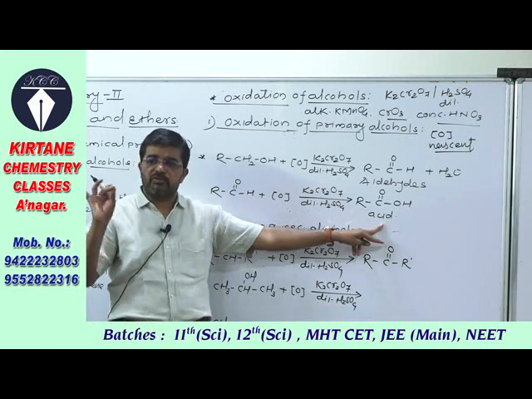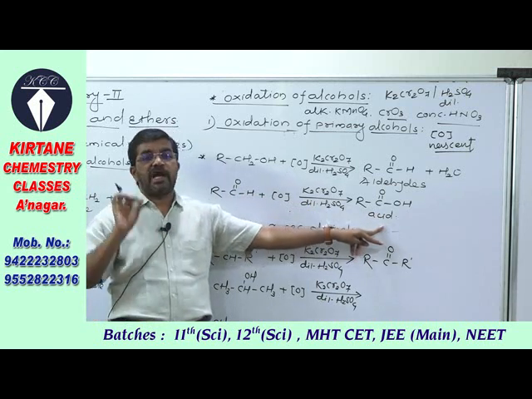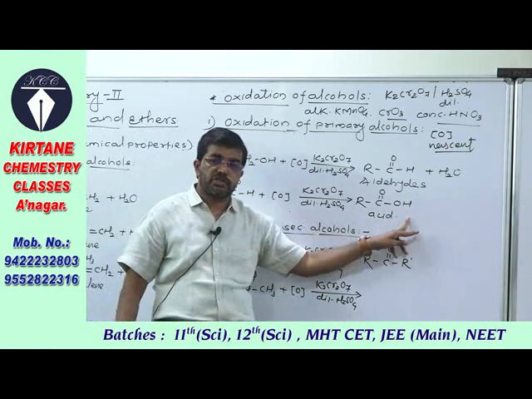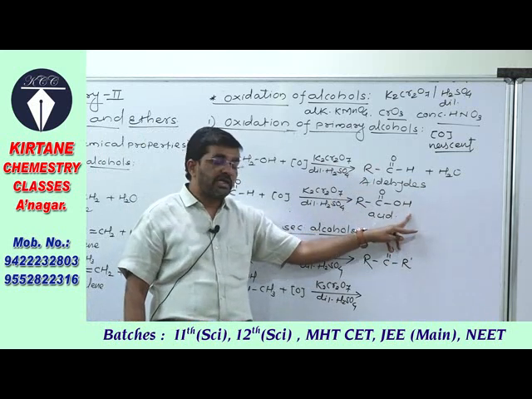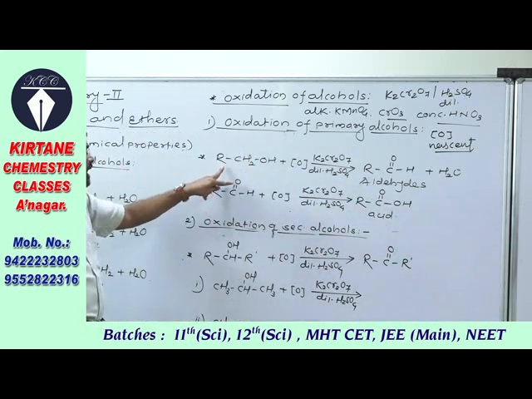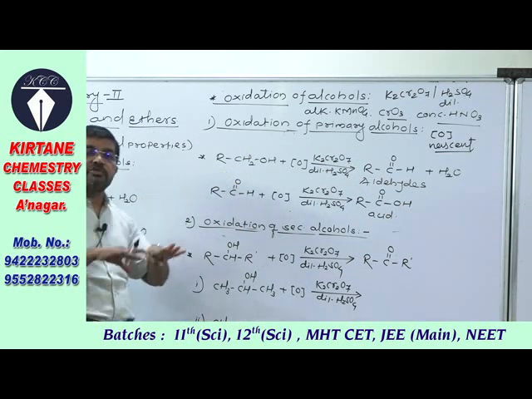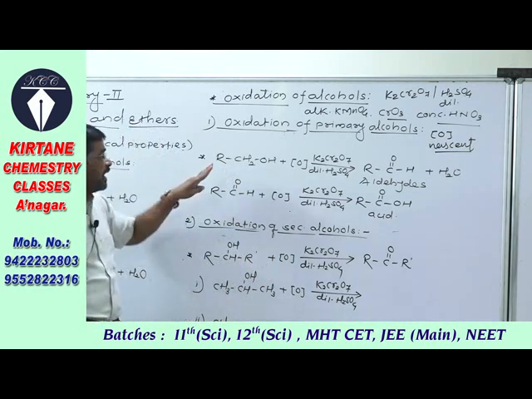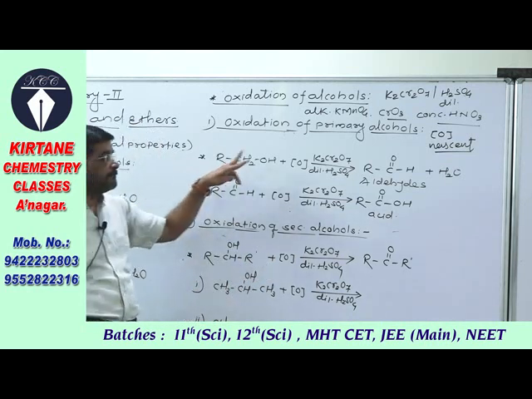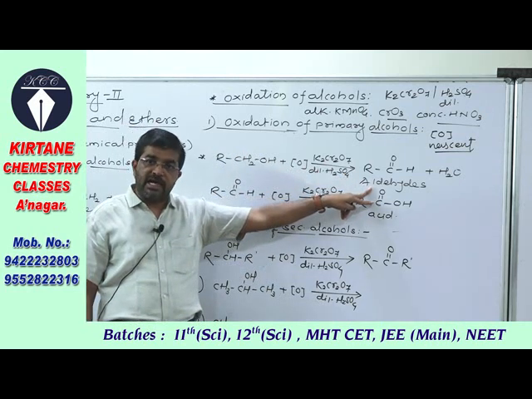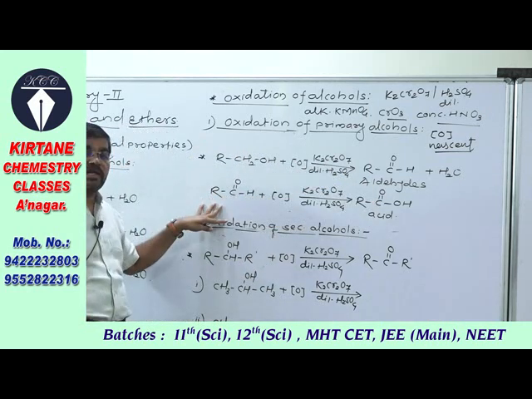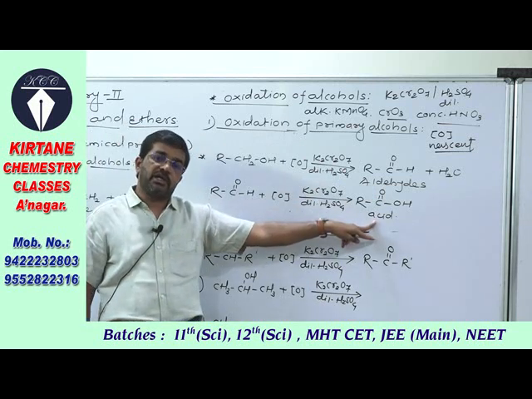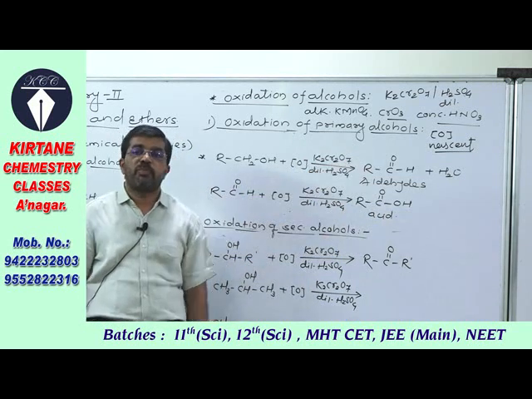And here one point you have to remember, the carboxylic acid forms with the same number of carbon. The carboxylic acid formed and the alcohol we took have the same number of carbon atoms. They have same number of carbon atoms. Okay. If we take specifically ethanol, here it first gives acetaldehyde, and acetaldehyde on further oxidation gives acetic acid. That is the oxidation of primary alcohol.